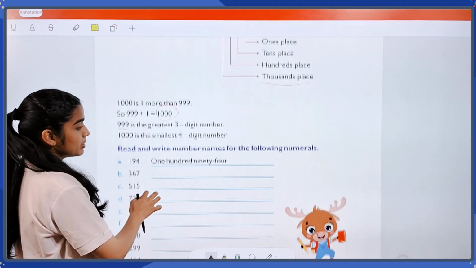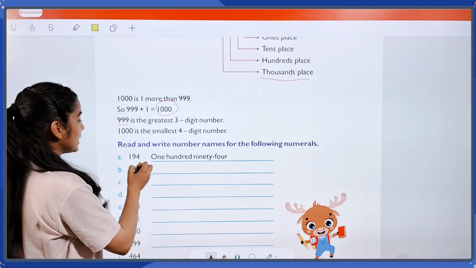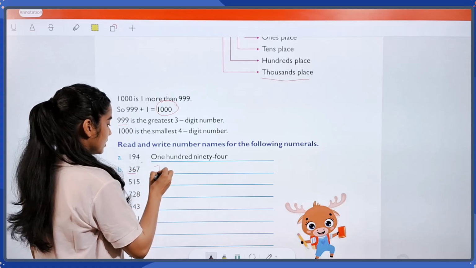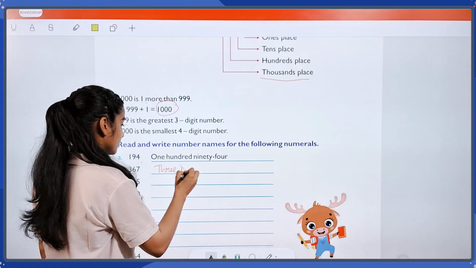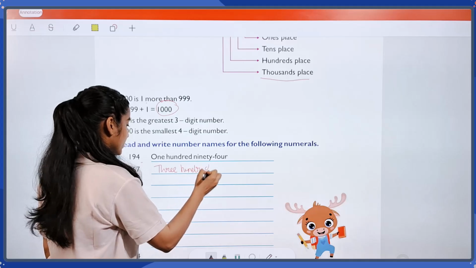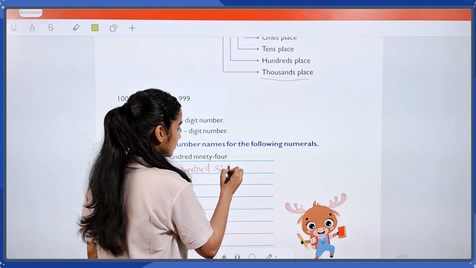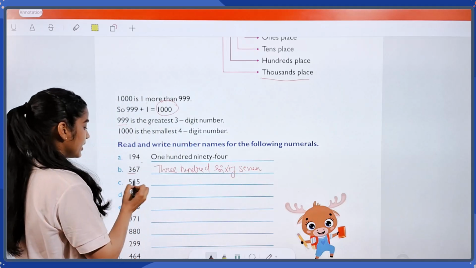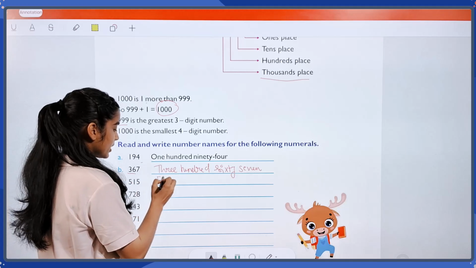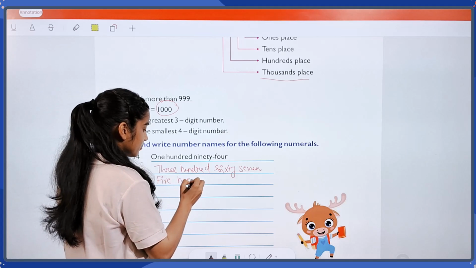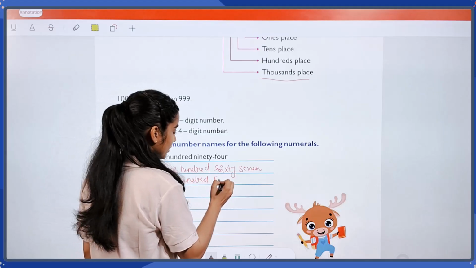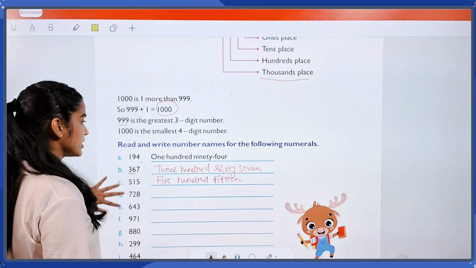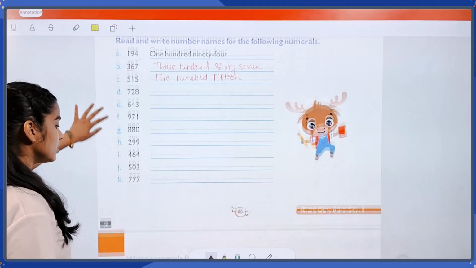Read and write number names for the following numerals. We have 190, 194, 300, 60, 7, 515. So first we write 515. In the same way you have to write the rest of the numerals into words.